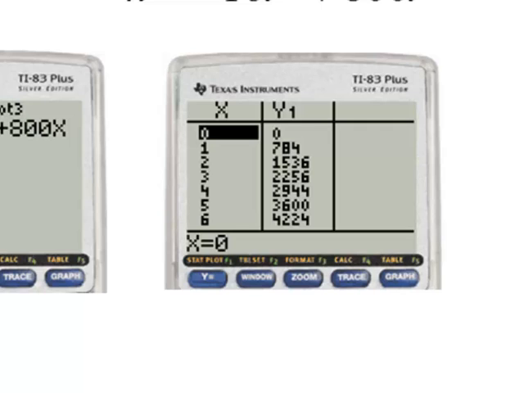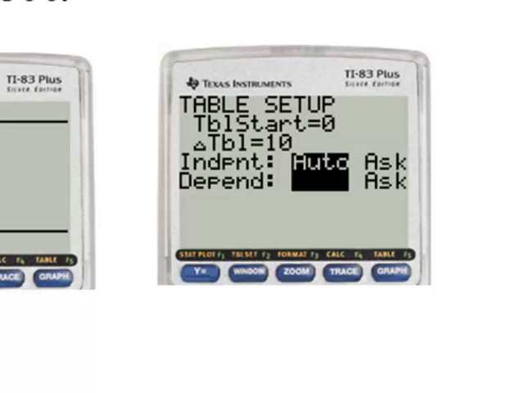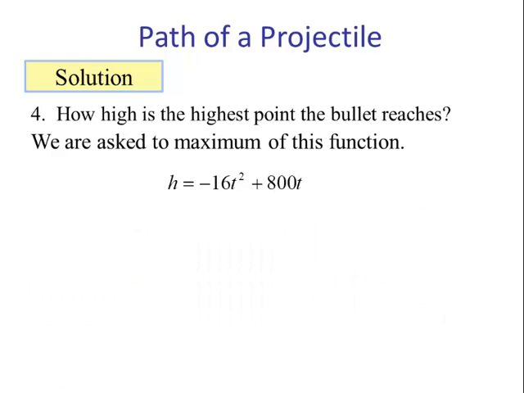Using the table feature, we can see different values of time and the corresponding heights, and we know that the bullet will be in the air for about 50 seconds. So instead of counting by ones, let's count by something like 10 so we could see. So if we hit second and window, have the table start at 0, but this time instead of counting by ones, we'll count by tens. We have the following table of values.